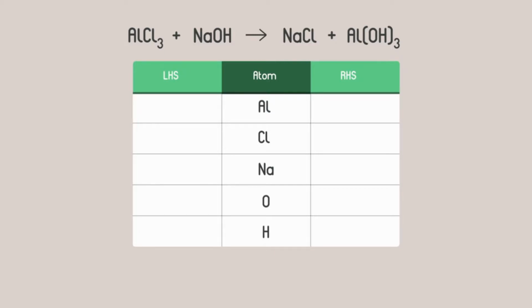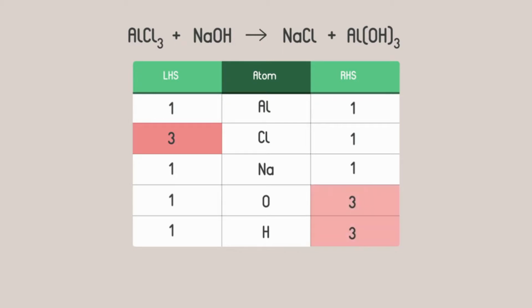Try filling in this table now. Pause the video whilst you add up the atoms. Are you ready? These are the numbers you should have found. We can see that the metals are balanced, but there are 3 times as many chlorine atoms on the left and 3 times as many oxygen and hydrogen atoms on the right.